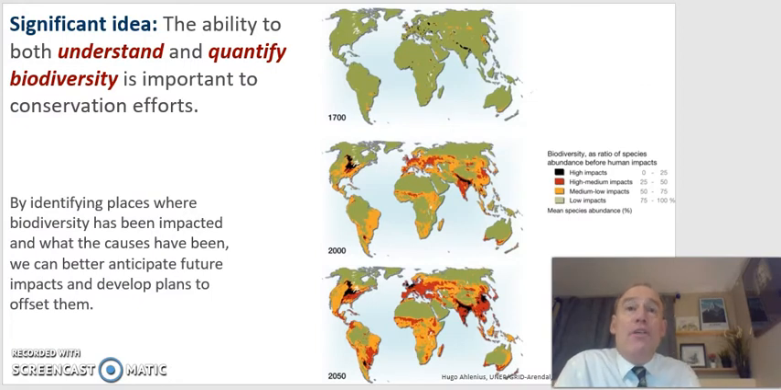Now, the significant idea here is that the ability to both understand and quantify biodiversity is important to conservation efforts. And as you can see in the world here, you can see areas where there's high and medium impacts, areas of low impact, and you can see in the 1700s, most of the planet had low impact, whereas by 2050, you can see a corresponding difference in the sense that there's going to be a much larger impact in areas where there's large population and large resource exploitation.